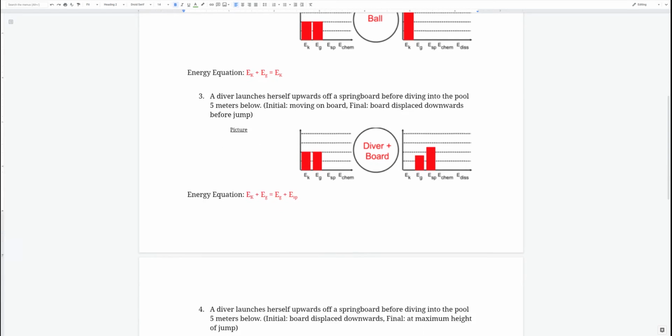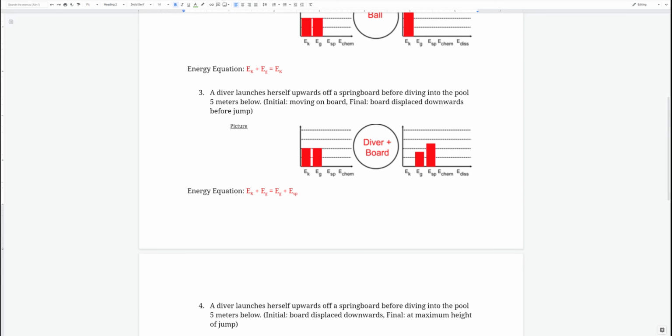In the third one, the next set, they all kind of go together, but in the third one, we have a diver launching herself upwards off of a springboard before diving into the pool 5 meters below. So the initial situation here is moving on the board, and the final is the board kind of bent downwards. That's what displaced downwards means. So it's bent downwards and she's about to get launched up in the air. So at the start, moving on the board, she has kinetic energy and gravitational energy. Once again, system, diver plus board. So at the beginning, kinetic energy plus gravitational energy, because she's moving on the board and the board is up above the surface of the water.